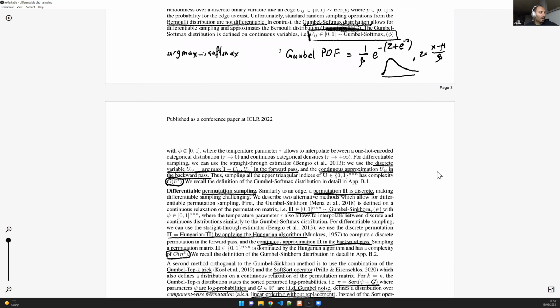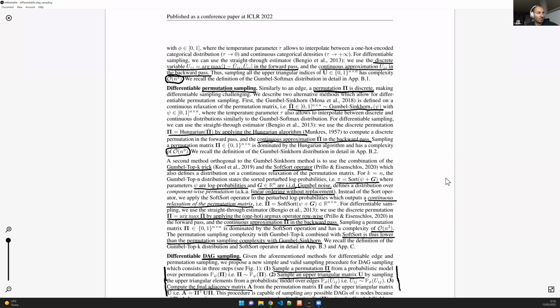And here the main complexity is to create the upper diagonal U matrix, which has quadratic complexity in the number of nodes. They have all the details in the appendix as well, actually. No questions? Okay.